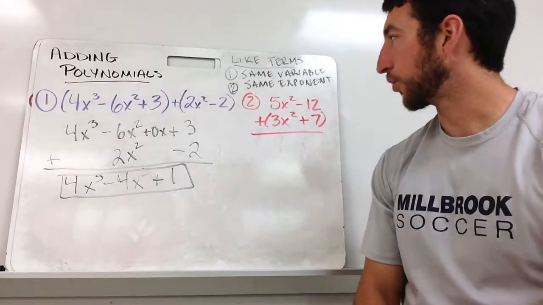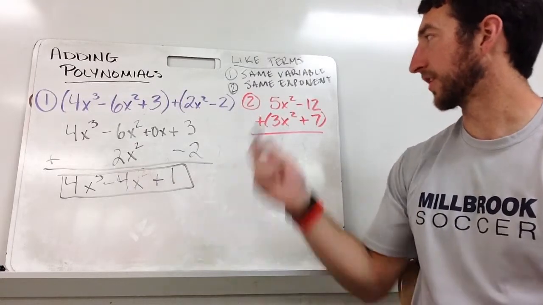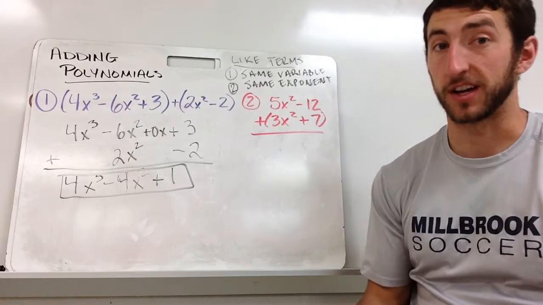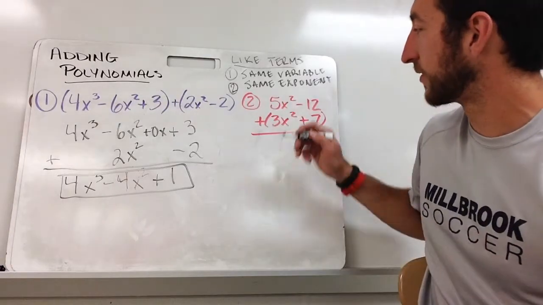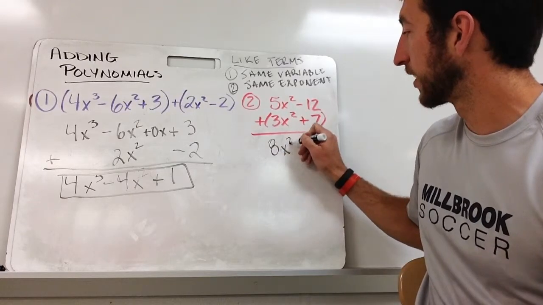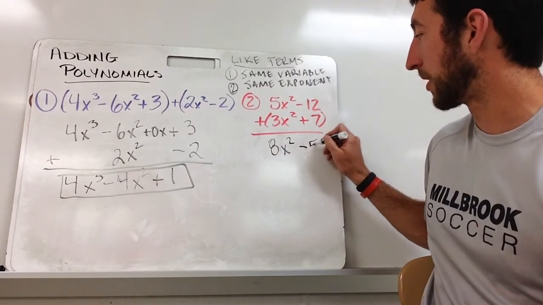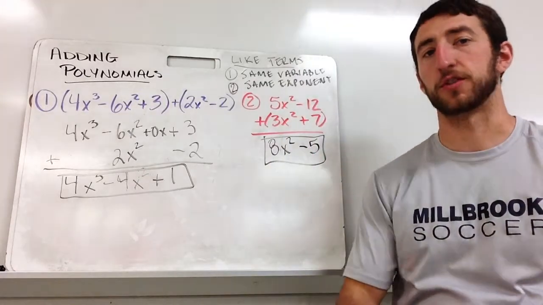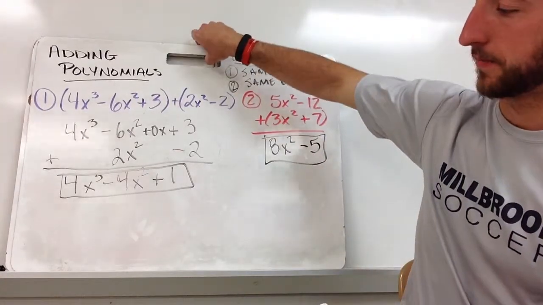Alright, for number 2, we've got 5x squared minus 12 plus 3x squared plus 7. Those have actually already been lined up for us, so we don't really even have to worry about it. So I add these, I get my 8x squared, and I add these, I get my minus 5, and that is my answer. So you're just adding those coefficients, and the variables stay the same.